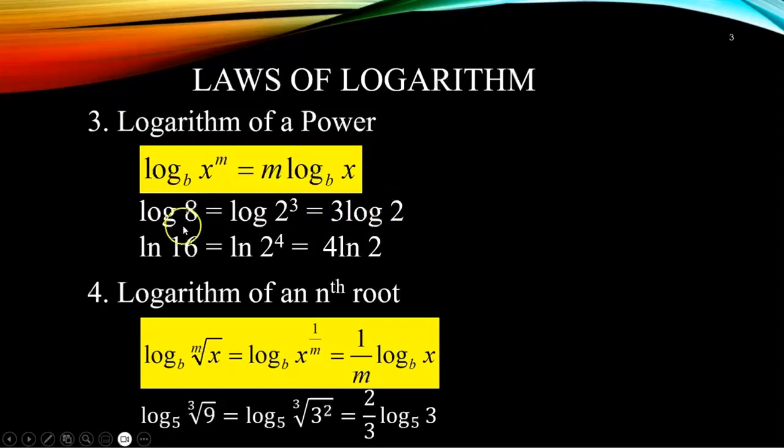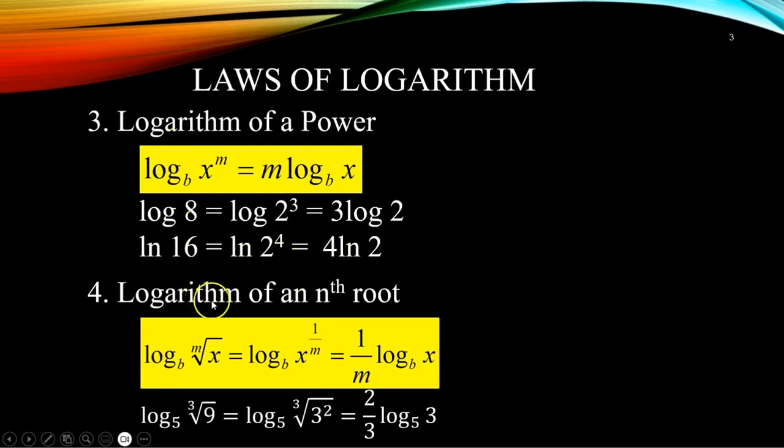Take note that if the base is not specified, it's understood to be base 10. In here, logarithm of 16, so that's ln, natural log of 16. 16 can be expressed as 2 to the fourth power, so this becomes 4 ln of 2.